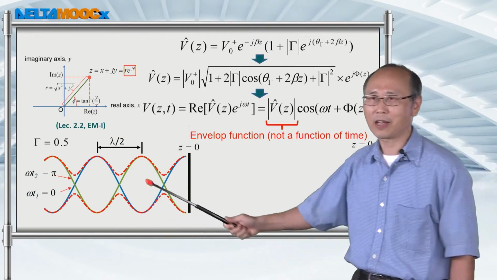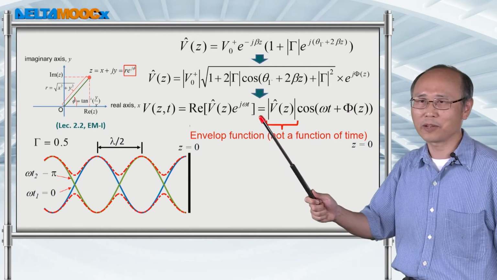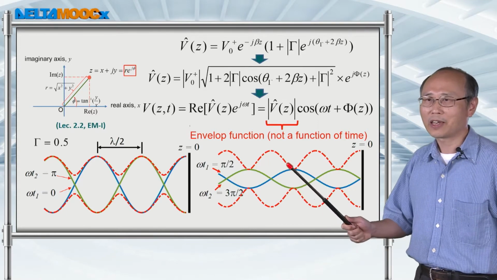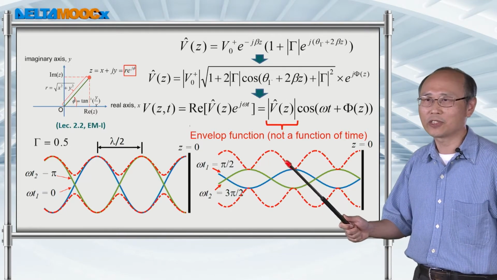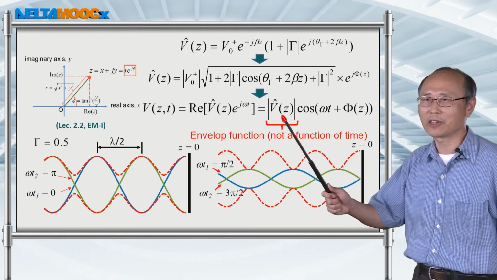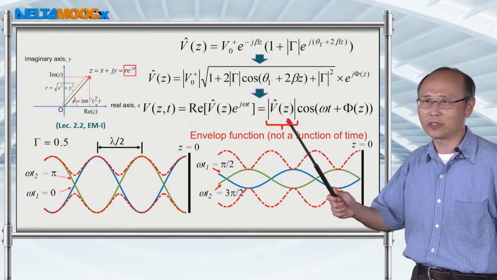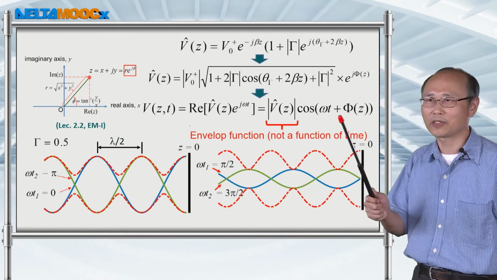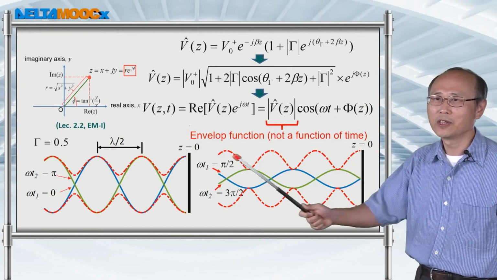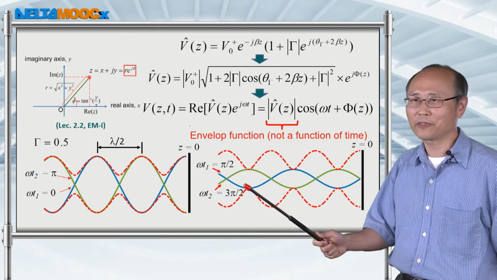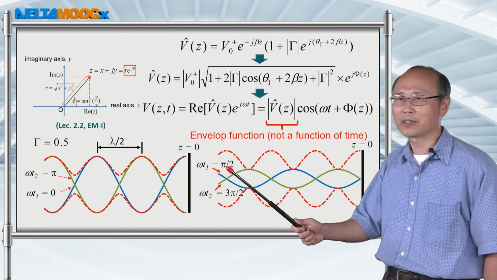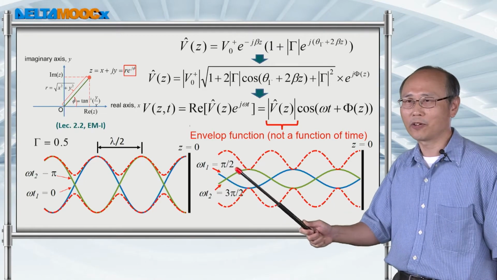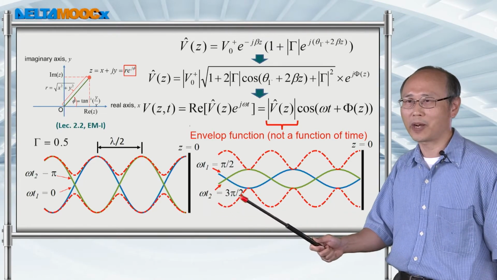If I plot this signal at another 2 time points, then I end up having this curve. And again, the envelope function does not change over time, because here the envelope function is just a function of position. But within this envelope function, you have cosine omega t plus phi z, so it's going to change over time. So for these 2 curves, the green curve and blue curve, that happen at different times, omega t1 equals pi over 2, and omega t2 equals 3 pi over 2.